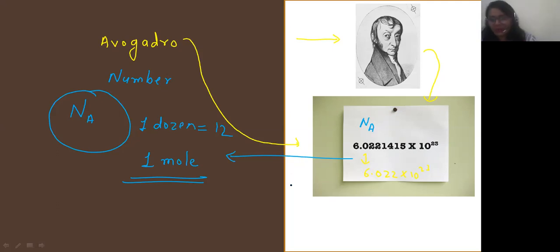Am I clear, everybody? Till here everything is clear? Tell me, I can repeat it for you as well. I can repeat it for anybody. So till here everything is clear?